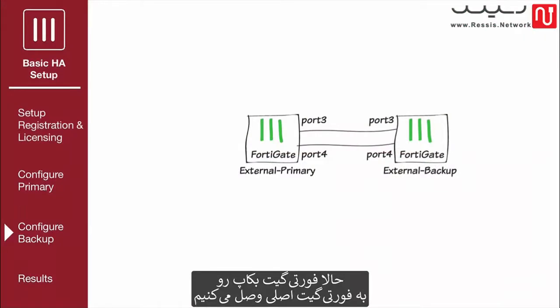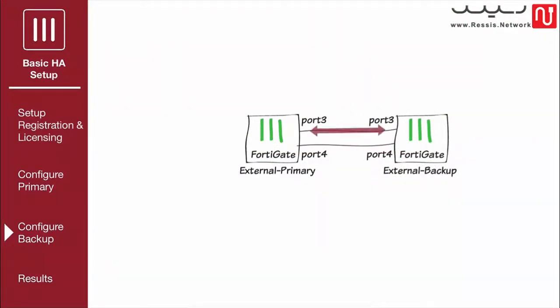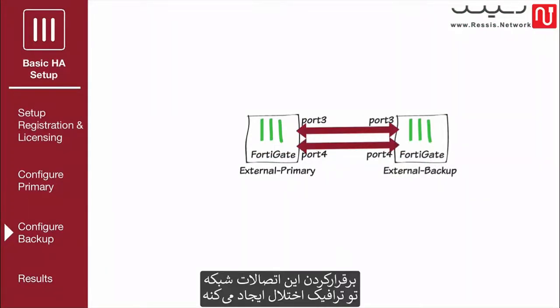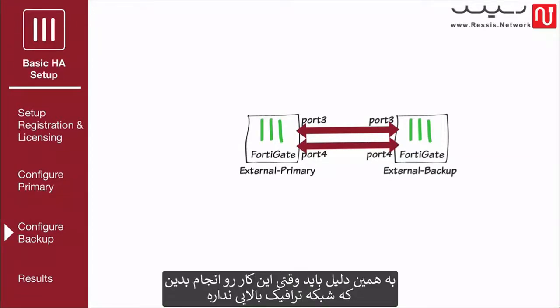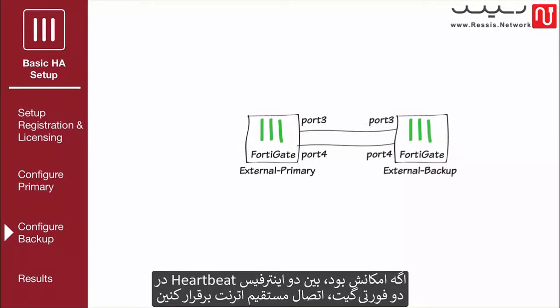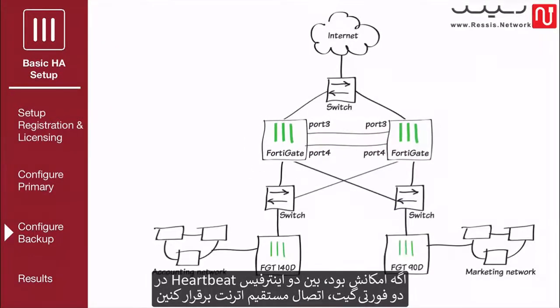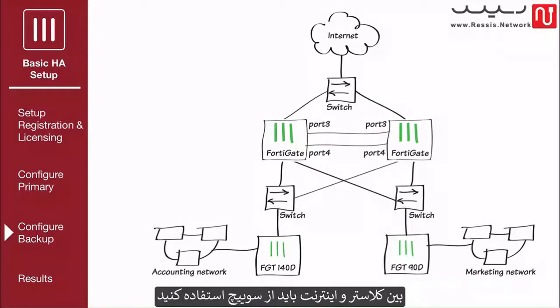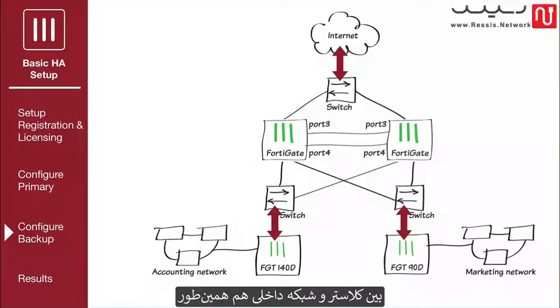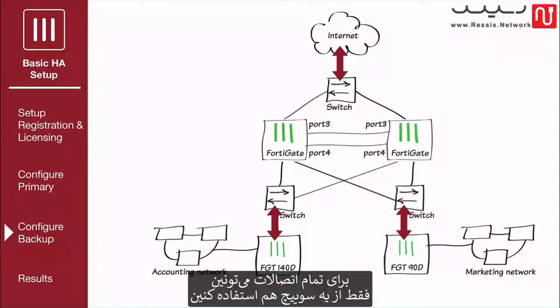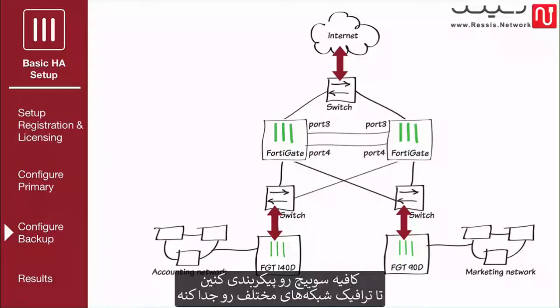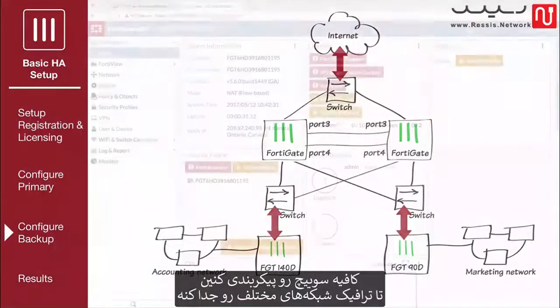Now connect the backup FortiGate to the primary FortiGate. Making these network connections will disrupt traffic, so you should do this when the network is not processing much traffic. If possible, make direct Ethernet connections between the heartbeat interfaces of the two FortiGate units. Switches must be used between the cluster and the internet, and between the cluster and the internal networks. You can also use one switch for all of these connections as long as you configure the switch to separate traffic from the different networks.